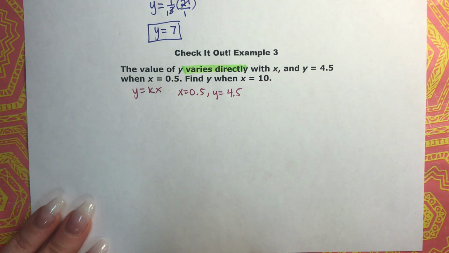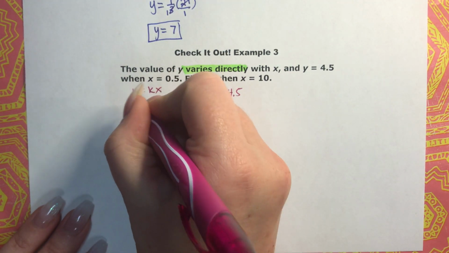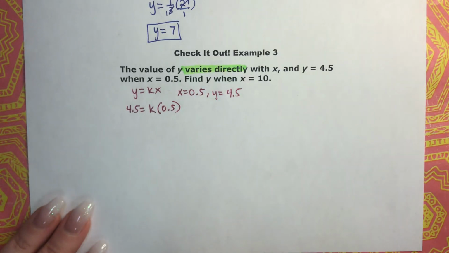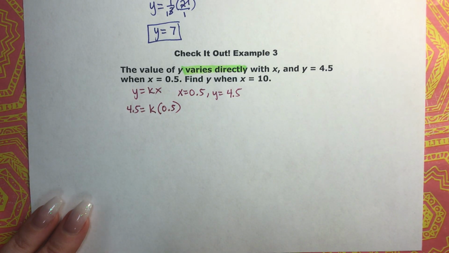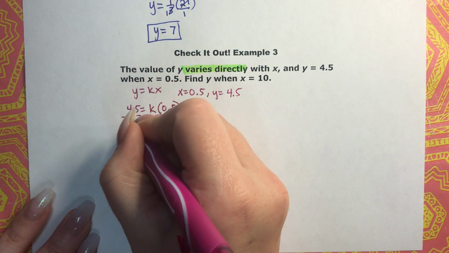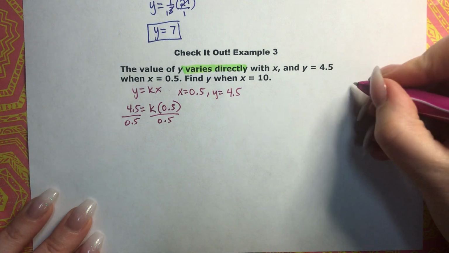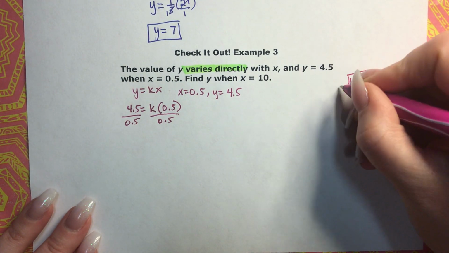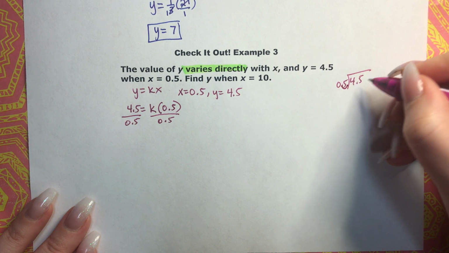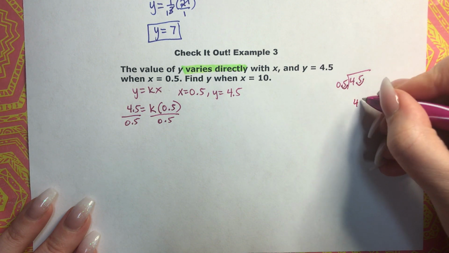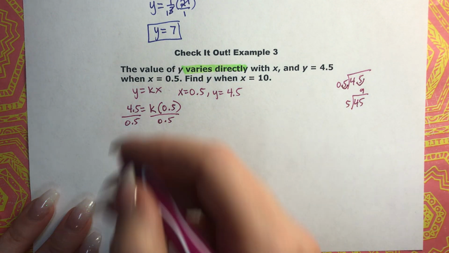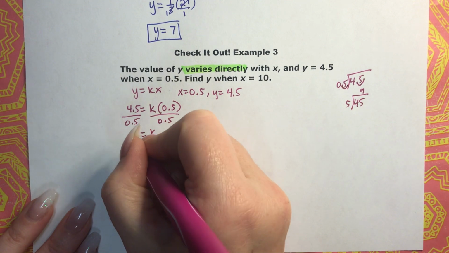So we're just going to substitute these values in. We have 4.5 equals k times 0.5. We don't know k, but we know x. Then we're just going to get k by itself, so we divide both sides by 0.5. 4.5 divided by 0.5. Whenever you're dividing by a decimal, you move it over one place to the right. Basically, it's 45 divided by 5, which is 9. Okay, perfect. So we have 9 equals k.